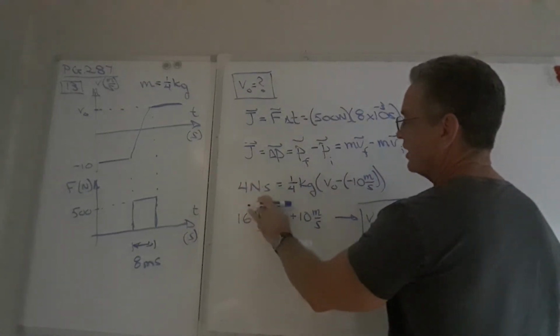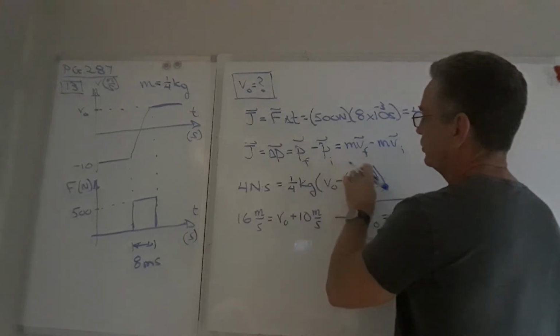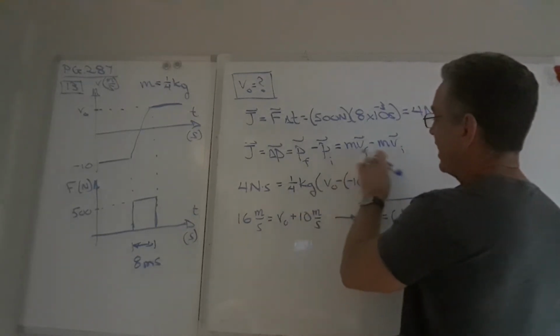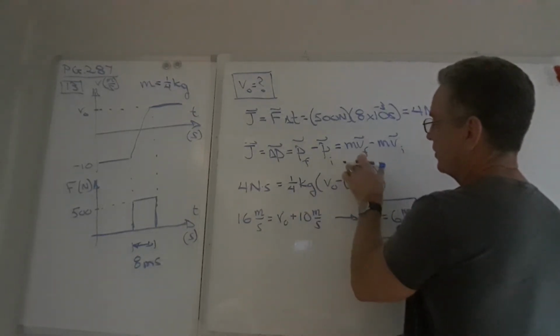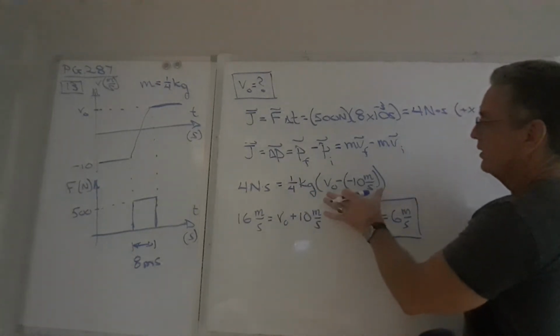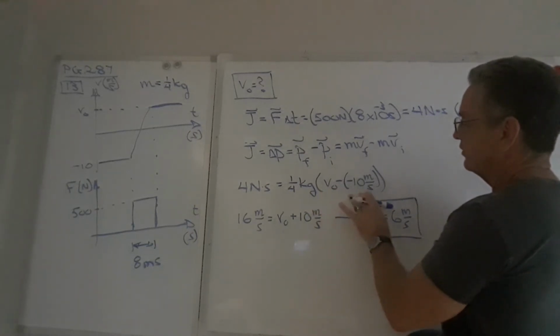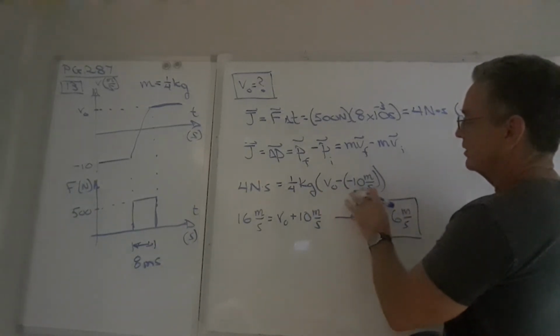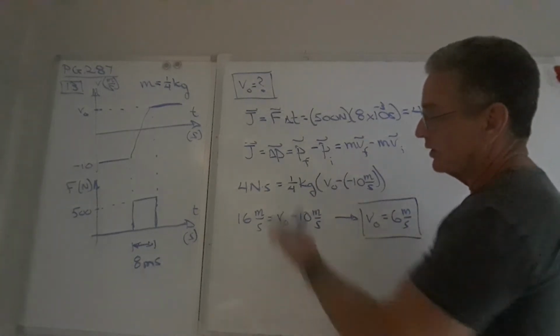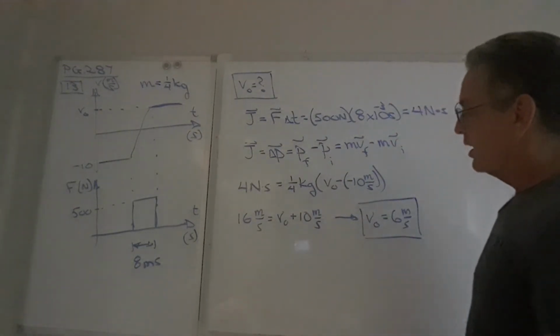So J is equal to 4 newton seconds. We just determined that. That's got to be equal to the mass. Here I'm factoring m out. So here's the mass of the ball, 1/4 kilogram. And then all of that is multiplied by the final velocity minus the initial velocity, being negative 10 meters per second, that you can get off the top graph there of velocity versus time.